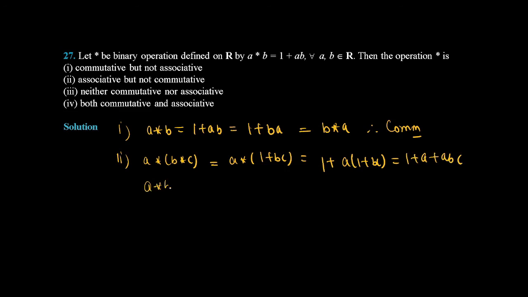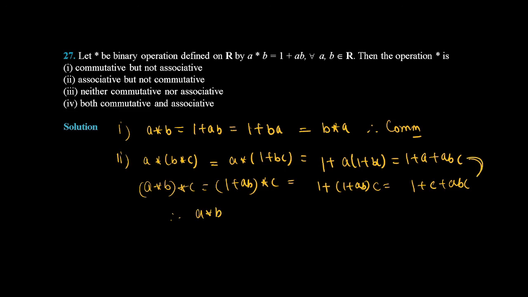Similarly, we have to check (a star b) star c. This is 1 plus ab, then star c. So this is 1 plus (1 plus ab) into c. Sorry, this is not star, this is multiplied. This is 1 plus c plus abc. So we can see that these two terms are not equal. Therefore, (a star b) star c is not equal to a star (b star c). So this implies it is not an associative binary operation.